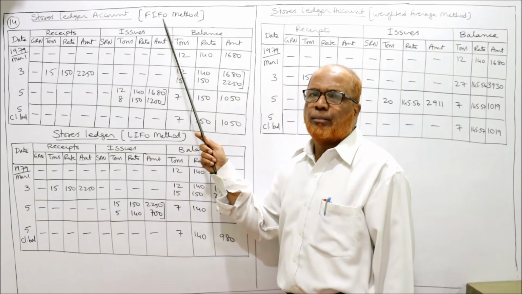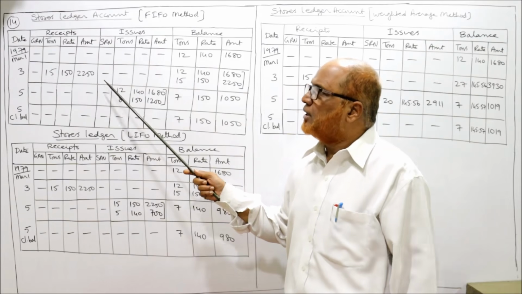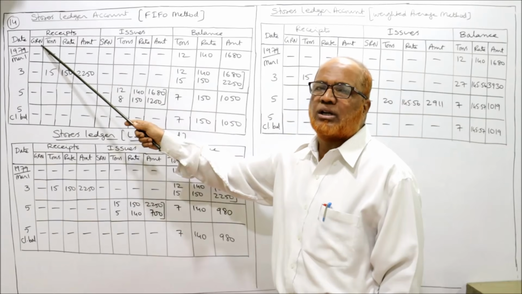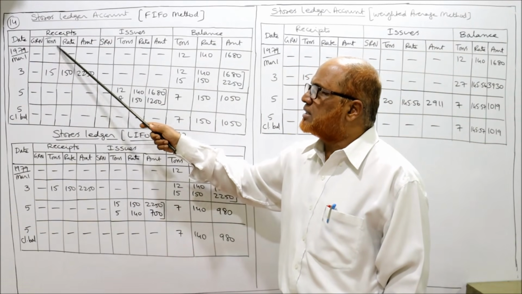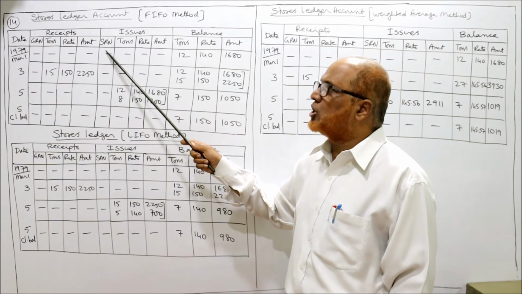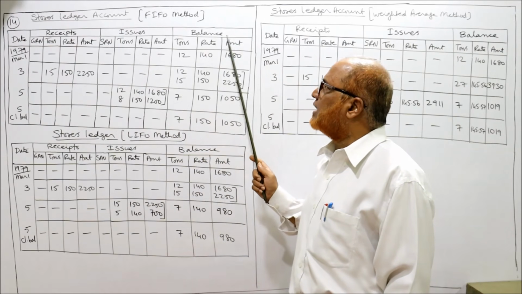Stores ledger account, FIFO method. The format I already told you in the previous video, previous problem. First date column, then receipts 4 columns: goods received note number, GRN number, tons, rate, amount. Then issues: SRN, stores requisition note number, tons, rate, amount. Then balance: tons, rate, amount.